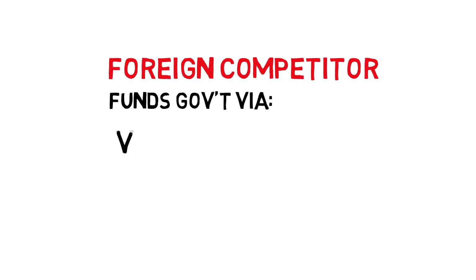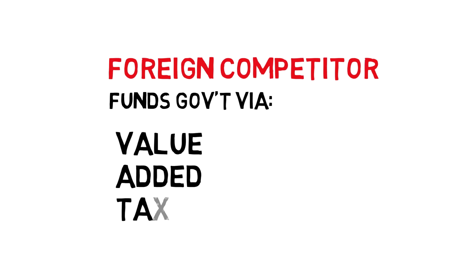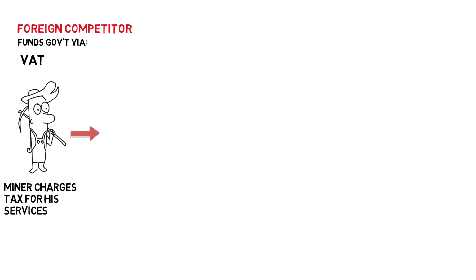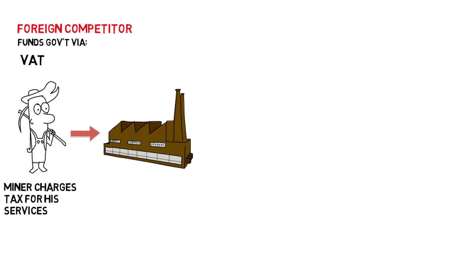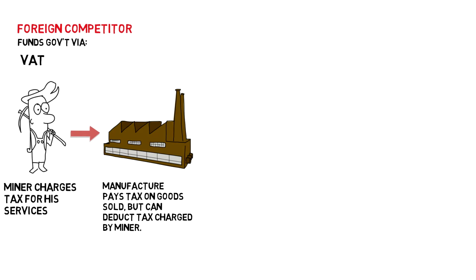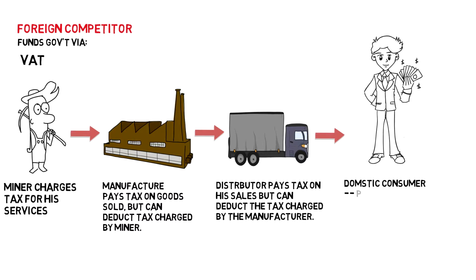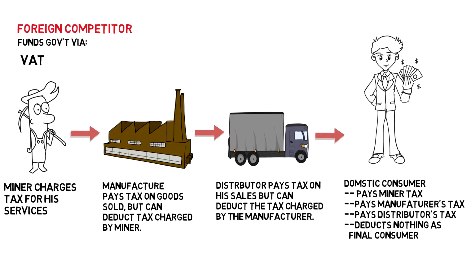Now let's consider this supply curve as the supply curve for foreign governments. Foreign competitors come from governments that are funded via a VAT tax, or value-added tax. A VAT tax works like this. A manufacturer, say like a miner, will be charged tax on the services he produces when he sells to a manufacturer. The manufacturer will be charged tax on the goods he produces, but can deduct the taxes he paid for the miner. Distributor, the same thing, charges tax on services, but can deduct taxes from the manufacturer. Ultimately, the end consumer, domestic consumer, pays taxes for the miner, the manufacturer, distributor, and is able to deduct nothing.